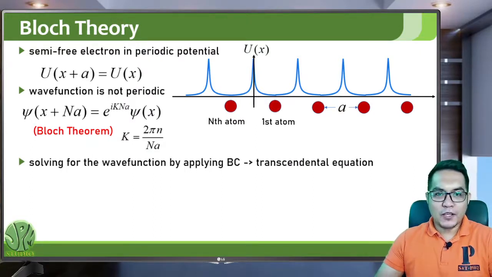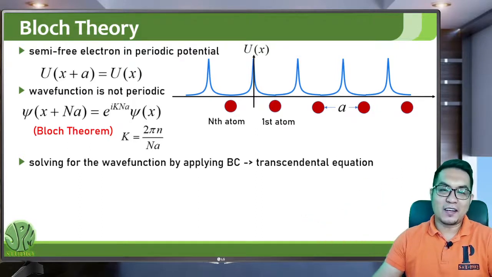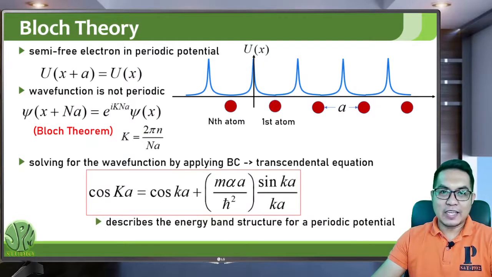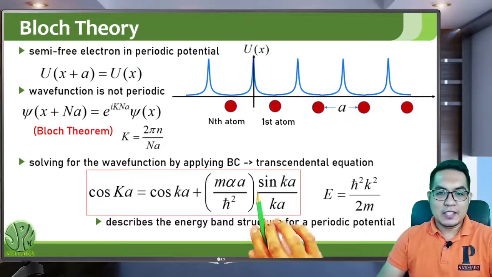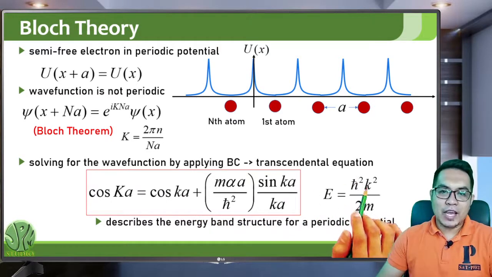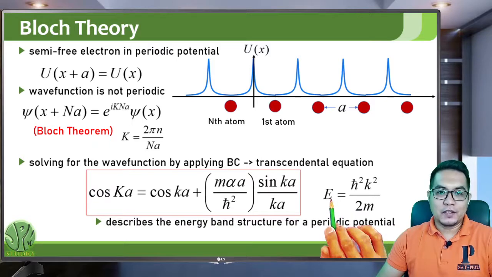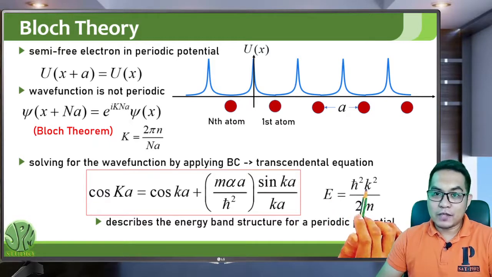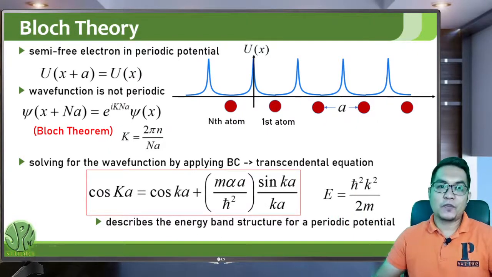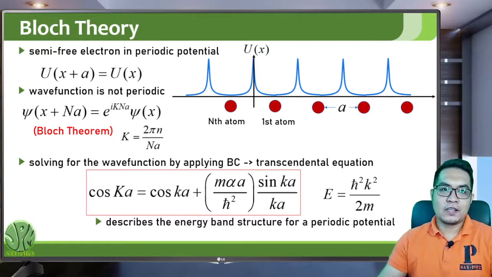So solving for the wave function by applying the boundary conditions, you can't actually explicitly solve for the wave function because you will be stuck in a transcendental equation. But from the transcendental equation, you can actually get the energy spectrum. Because take note, this transcendental equation will solve for values of k, and k is related to the energy. So if you know the allowed values of k, then you get the allowed values of energy. Hence, you can describe the energy spectrum or the energy band structure for this periodic potential.